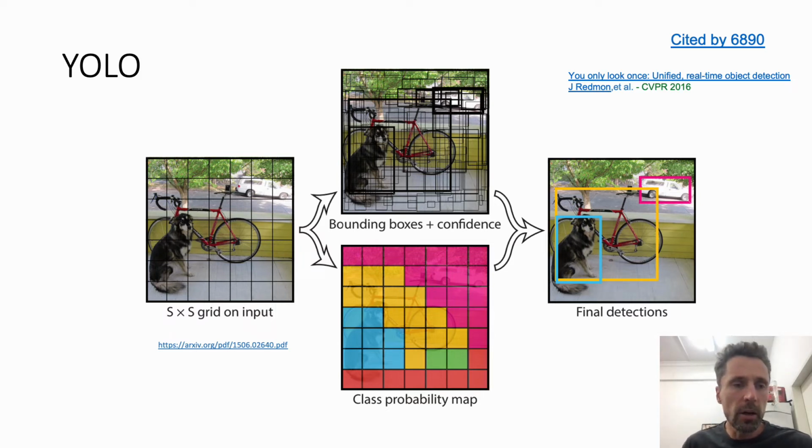YOLO uses a grid on the input. So we have an S by S grid. I think the paper was 7 by 7. And each grid cell now is responsible for containing the parameters for the bounding box and also the class probabilities. And after a post-processing step of the results, we'll obtain those bounding boxes. And how exactly that works will be covered in the remainder of this short video.